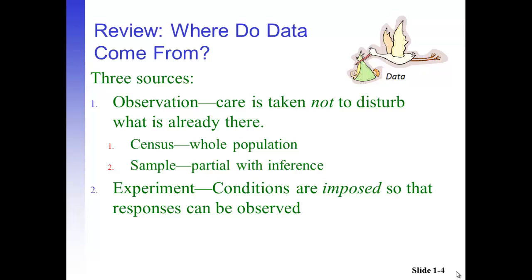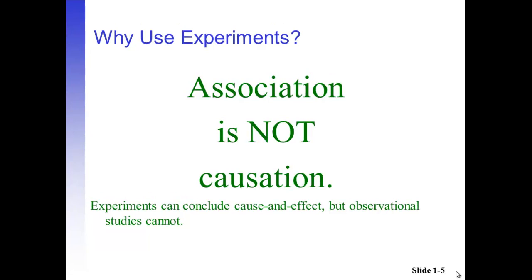Today we'll be looking at experiments. In experiments, conditions are imposed so that responses can be observed. In observational studies, we take care not to disturb what is already there. So the essential difference between experiments and observations is this. In experiments, we are imposing conditions so that the responses can be observed.